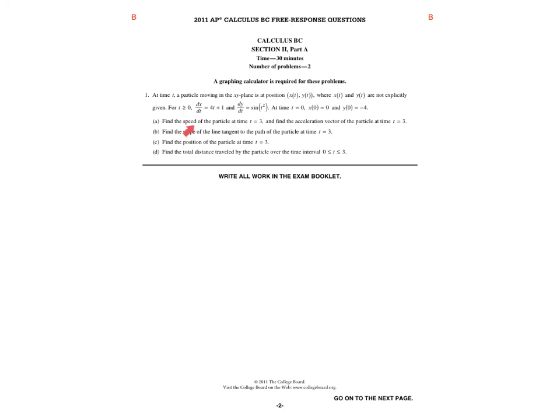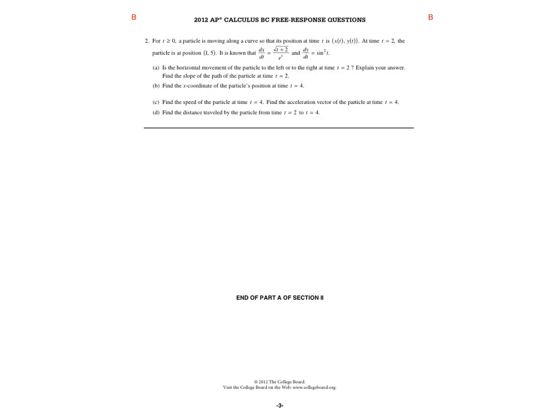And again, look, we've got speed and acceleration in the same part of the question. Slope of the tangent line, position of the particle, total distance. Same thing here. Is there a horizontal movement, left or right? So that means, do I have a positive velocity? Find the slope, find the x-coordinate, find the speed, find the distance. So hopefully you're noticing I'm saying a lot of the same words, over and over again.